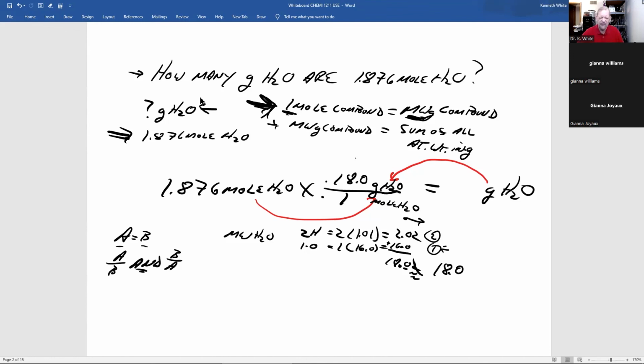Now, another important part of unit analysis. Notice moles and 1 over moles means it's divided by moles. And anything divided by itself equals the number 1. This cancels out, and I'm left with grams of water.